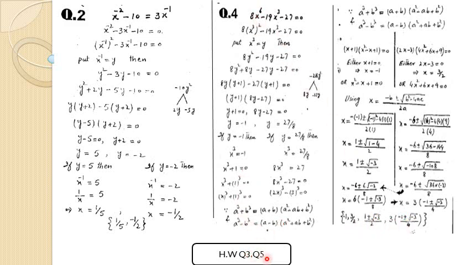So question number 3 and question number 5 are homework, the same as question number 2 and question number 4. So you have to do them as an assignment.